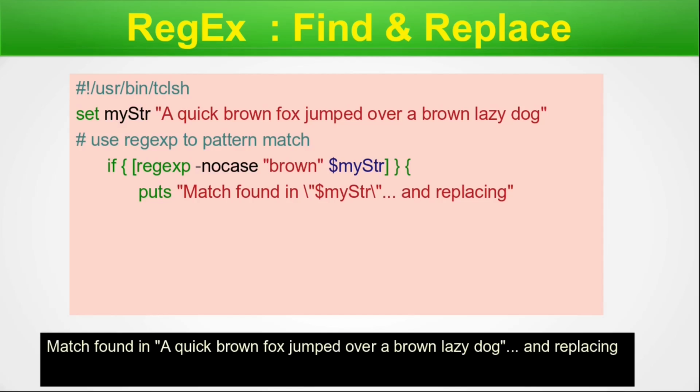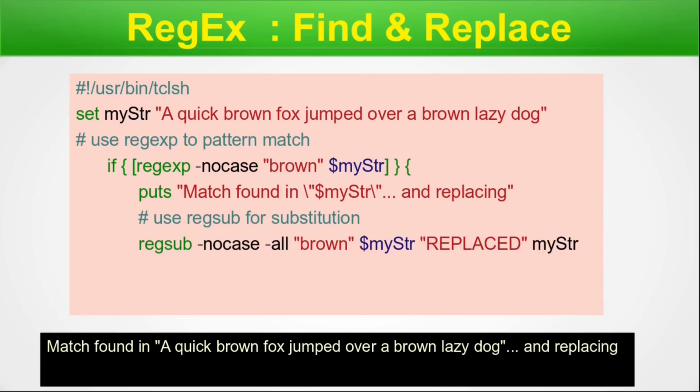Match found in a quick brown fox jumped over a brown lazy dog. And replacing is the next command. Let's see the command. We use the regsub command for substitution. Regsub, then -nocase, then -all. All means all the instances, and nocase I have already explained. So brown, then my_str, then the string that we are using for replacement, in upper caps, and then again my_str. So you can see there are two regular expression commands here. One is regexp, which is used for matching, and it gives a binary output, and regsub is the regular expression matching and substitution.